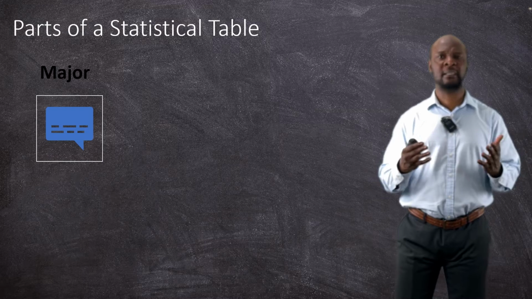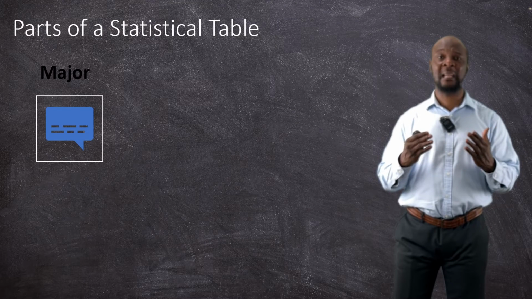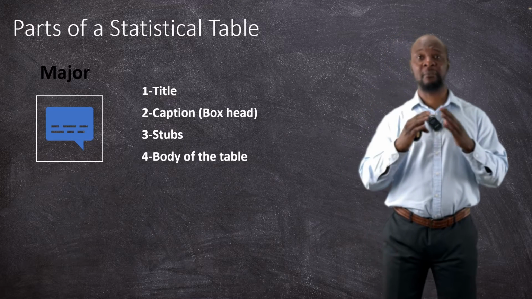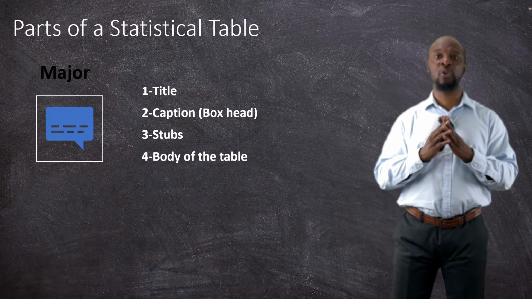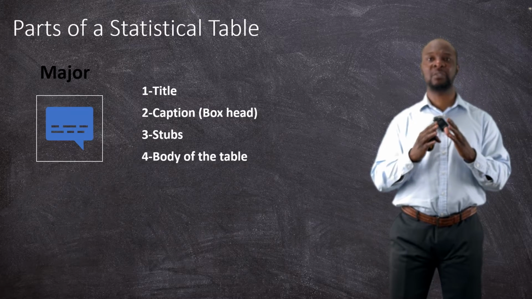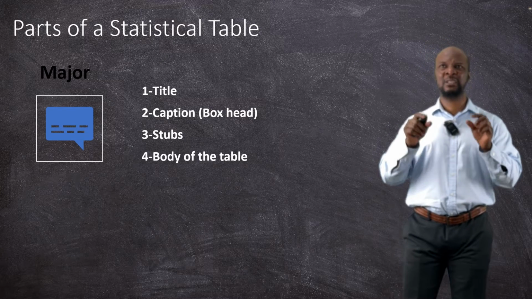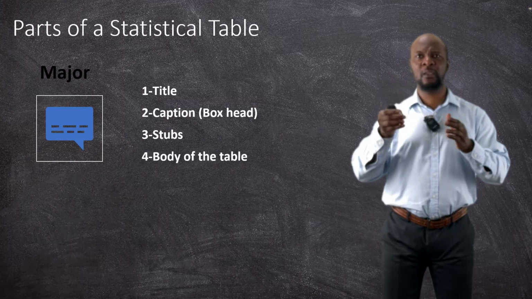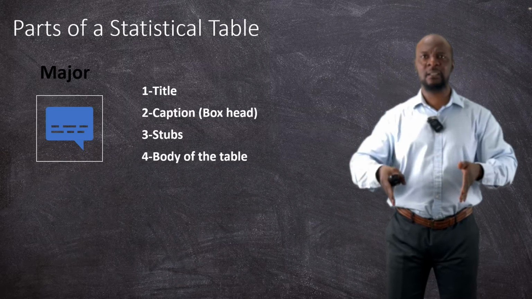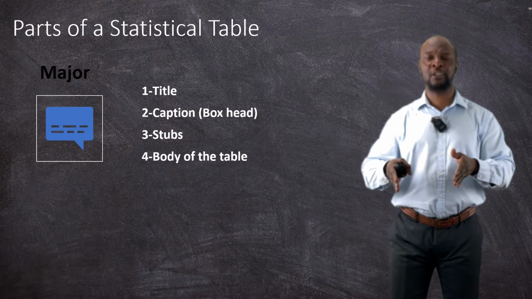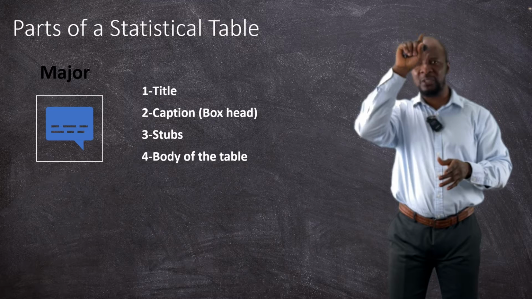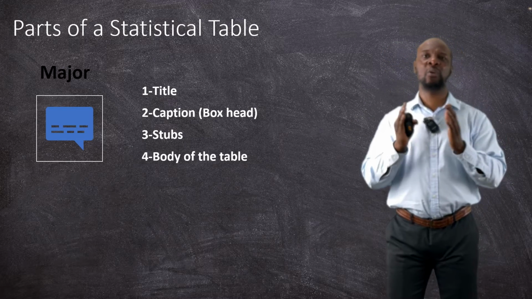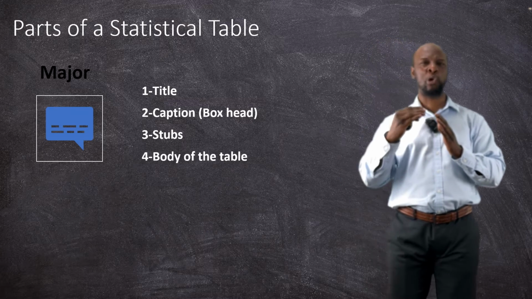There's the major part, and the major part has just four elements that you have to consider. These are the title. A table must have a title. A table must have what we call captions, and captions are also known as box head. It's like the heading of the column. You know the column is the one in the vertical arrangement, right? So each column must have a small heading. That heading is called a caption. It's called a box head, or some people call it column caption.